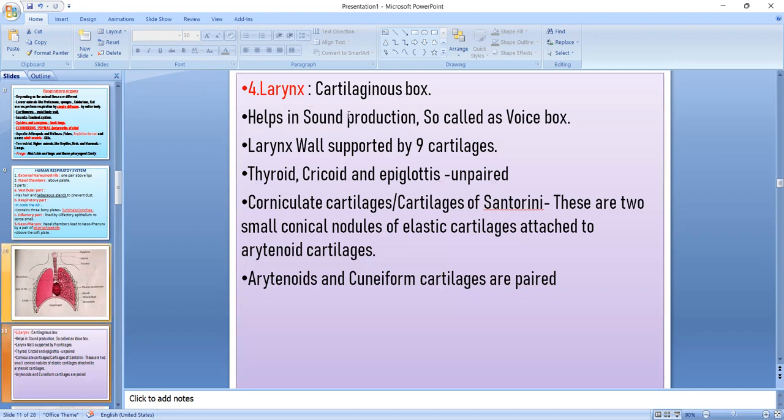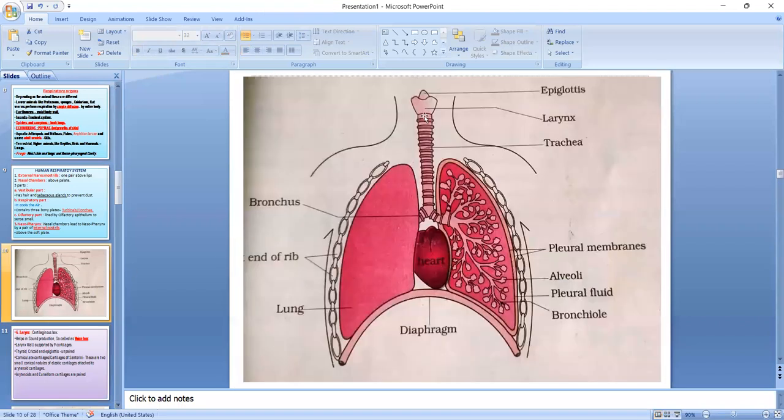Okay, so let's see the points. Larynx is nothing but the sound box, which produces the sound. It's a cartilaginous box. You should remember once again, the pharynx enters into this larynx by an aperture that is called the glottis.